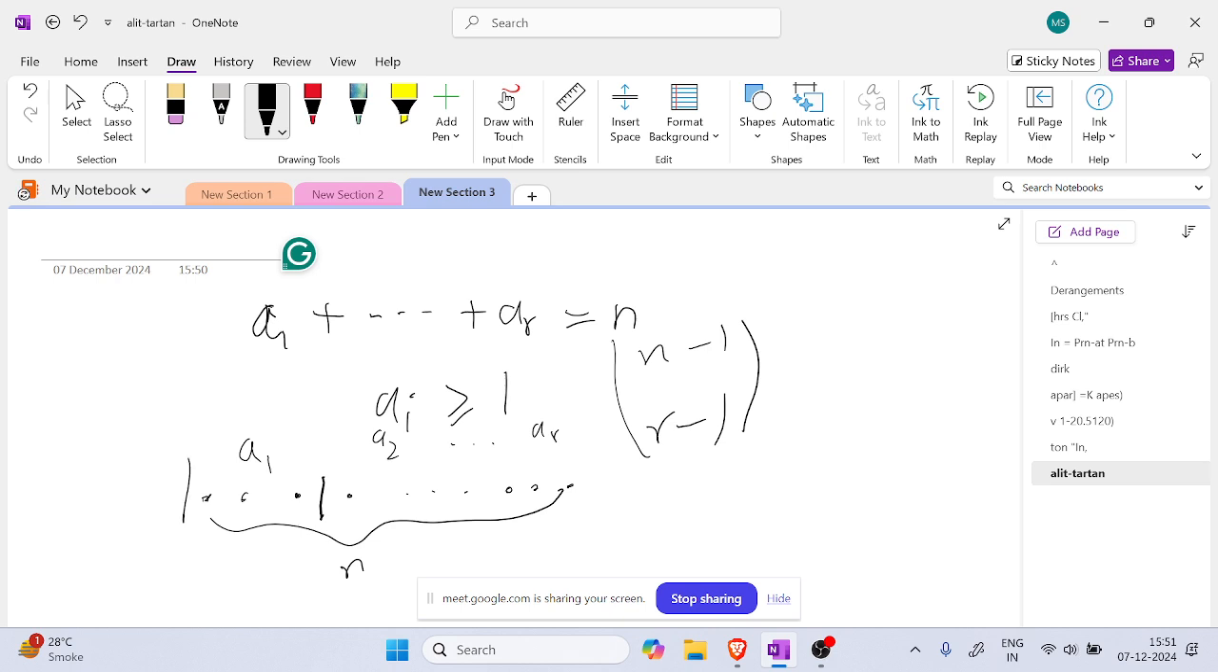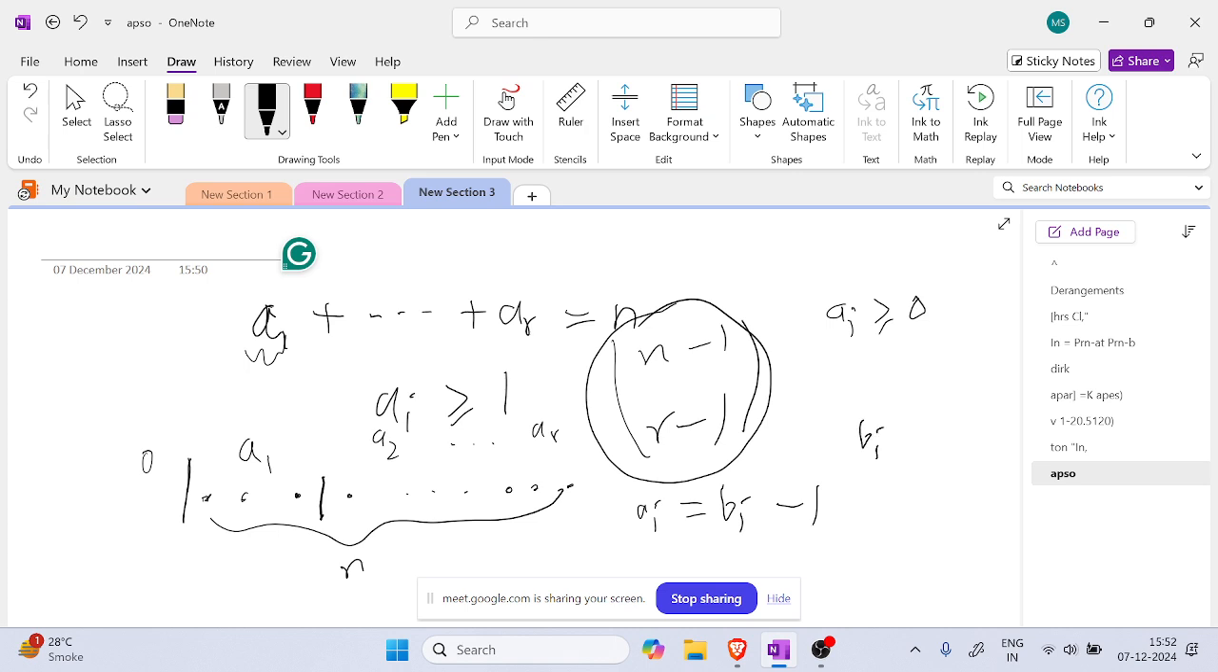for the sticks. You can't place a stick here because before this there will be 0 dots, which is not possible because AI should be greater than or equal to 1. So this is just n minus 1 choose r minus 1. And now an extension of this is when AI is greater than or equal to 0, you can view AI as bi minus 1, where bi is greater than or equal to 1, and then apply the same logic that we did here to the BI, and you get this formula, which is a less hand wavy way to prove the above thing.